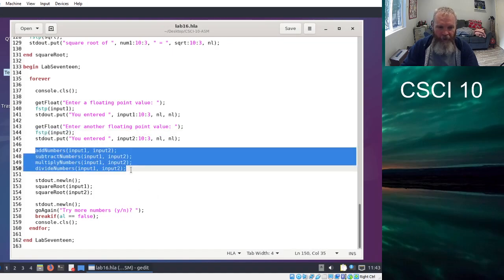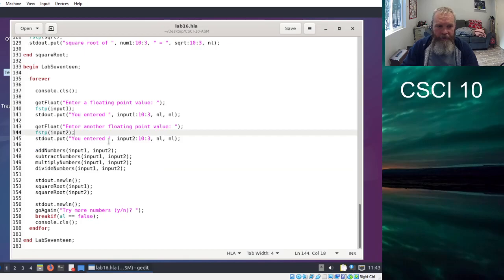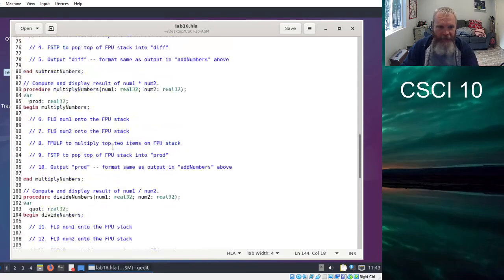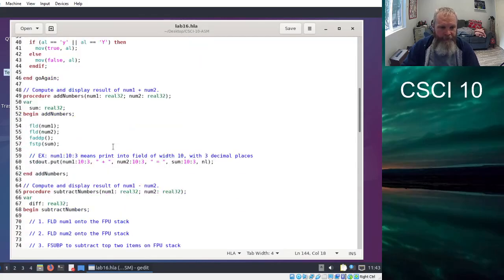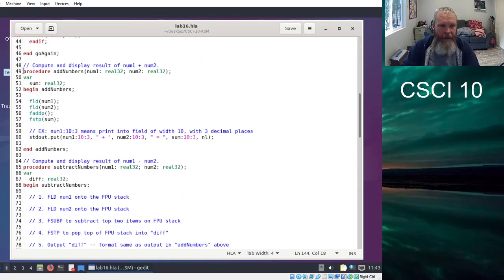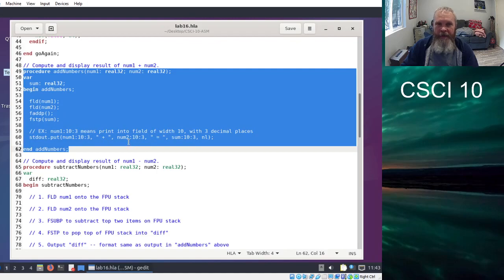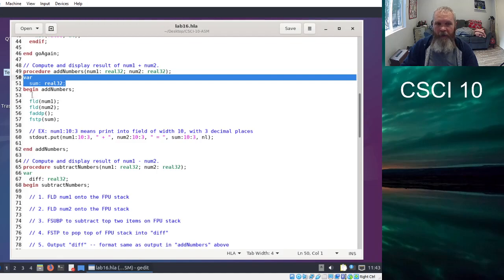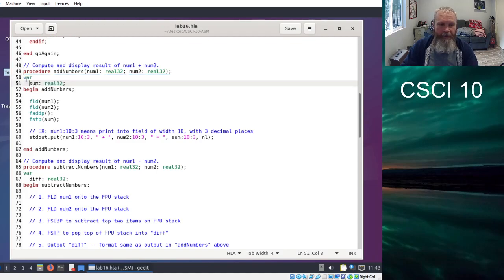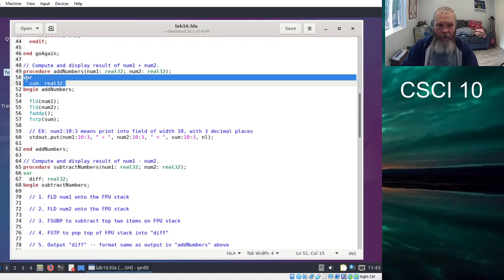And then we start calling procedures. So stack, everything's on a stack. Let's look and see what happens in add numbers, which has already been implemented for you. It takes two real 32s and does what with them? By the way, notice it has a local variable, called sum.